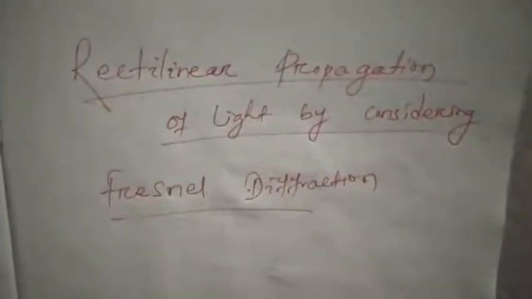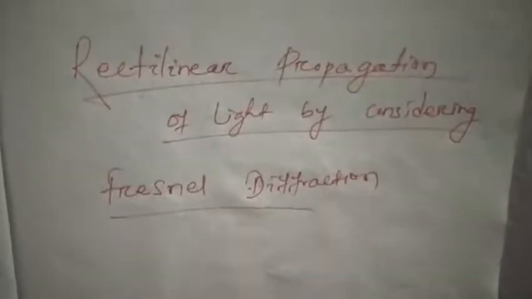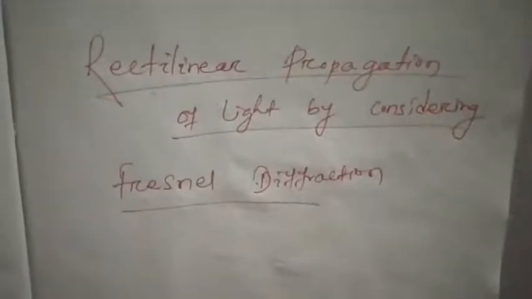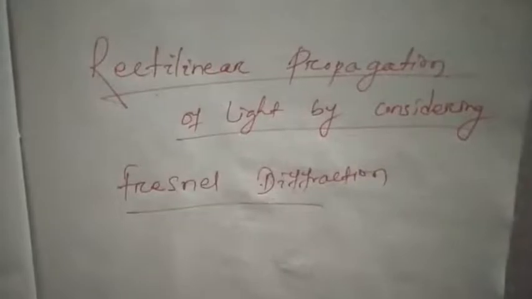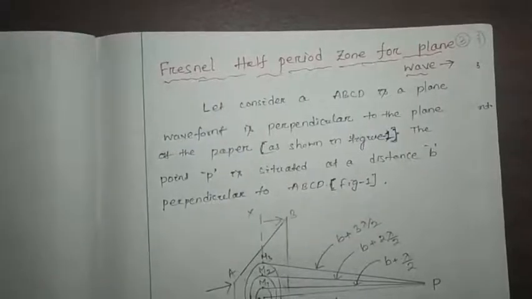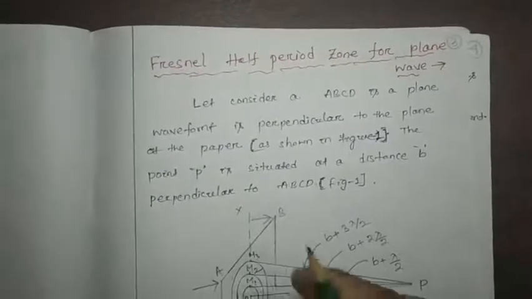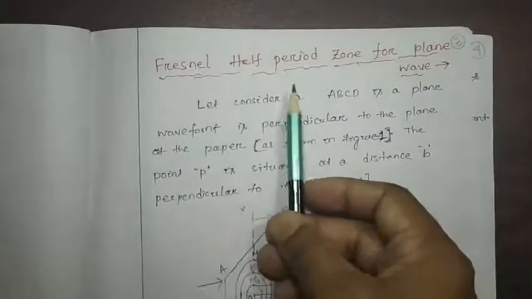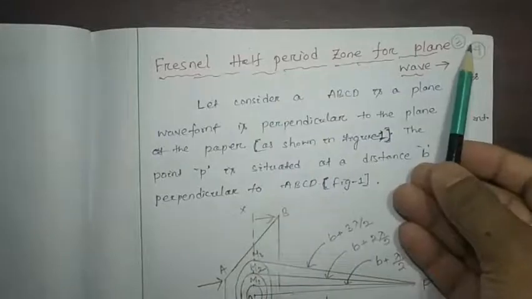Today we are going to discuss the rectilinear propagation of light by considering Fresnel diffraction. So let's start. In our previous class we discussed Fresnel half period zones for a plane wave.